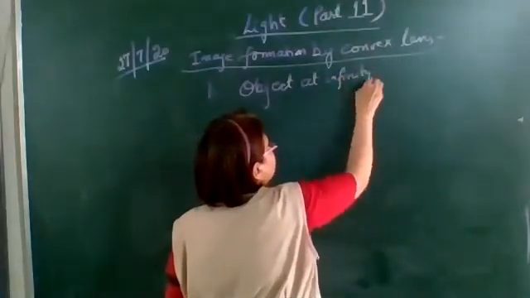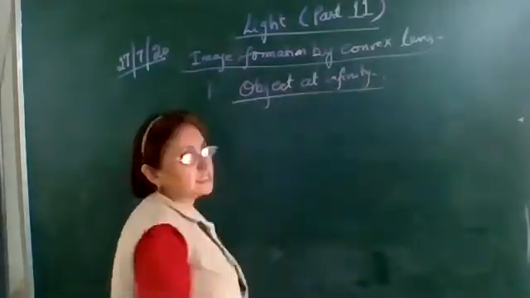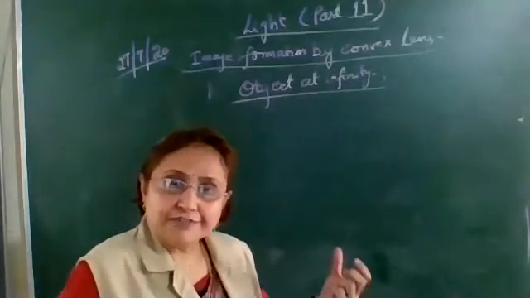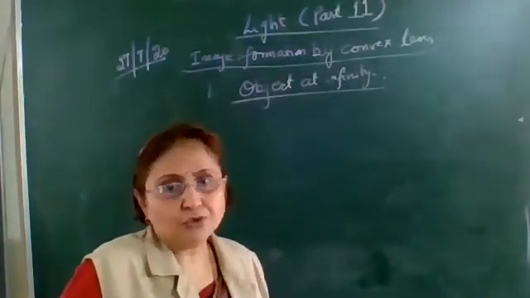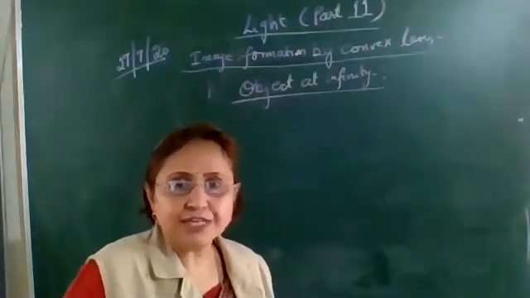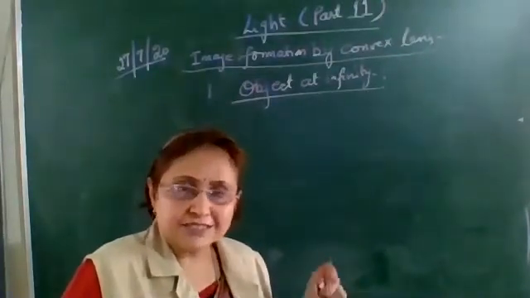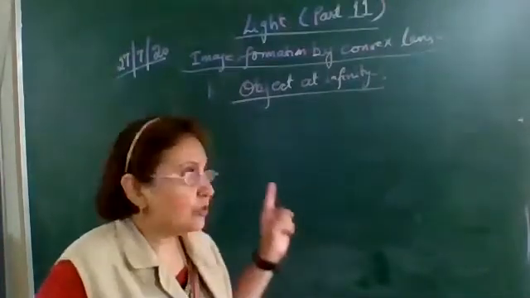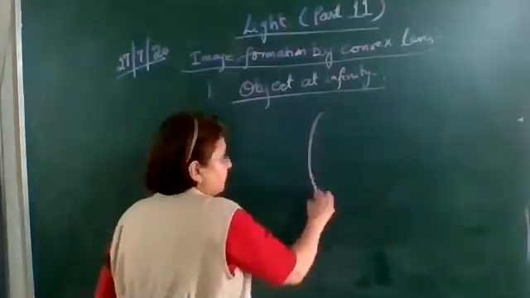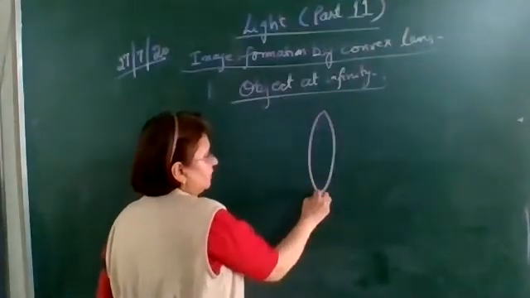You can consider it to be the sun. Sun is at infinity, but when the rays are reaching the Earth's surface, they are parallel to each other. So whenever the object is at infinity, the incident rays will be parallel to each other. So we'll draw the ray diagram.